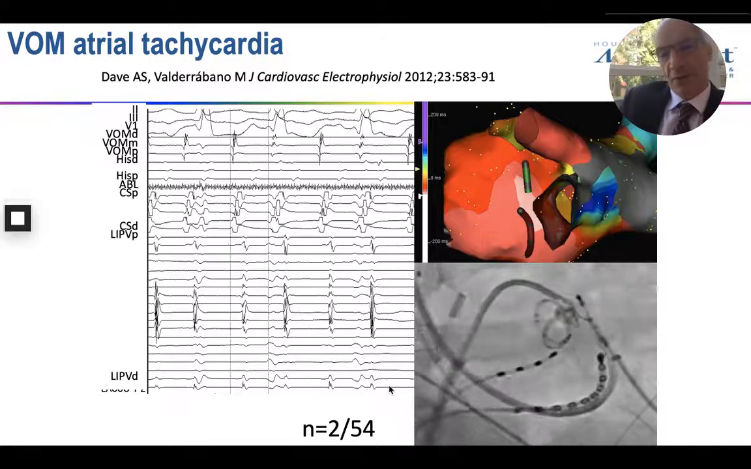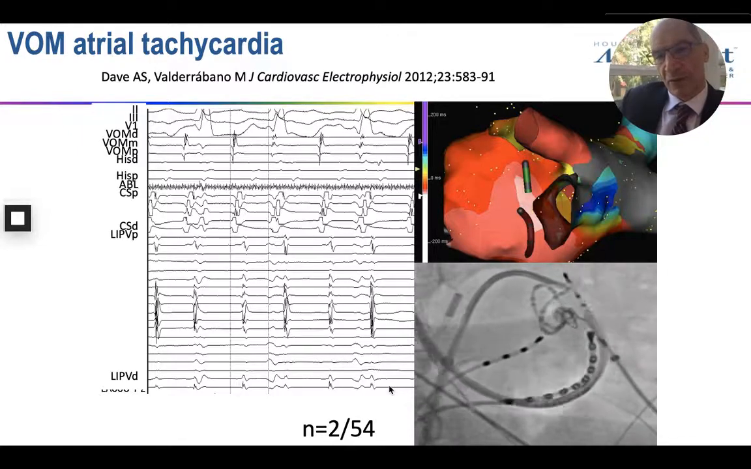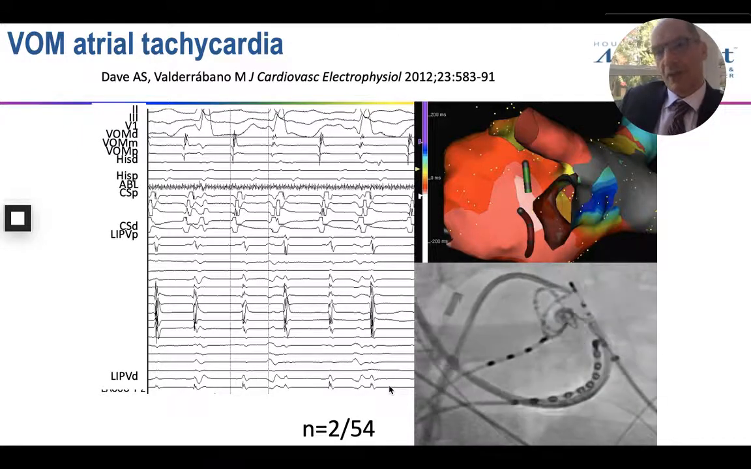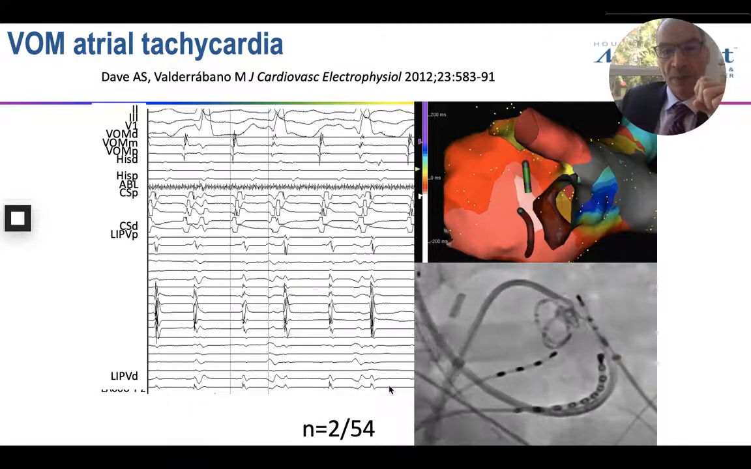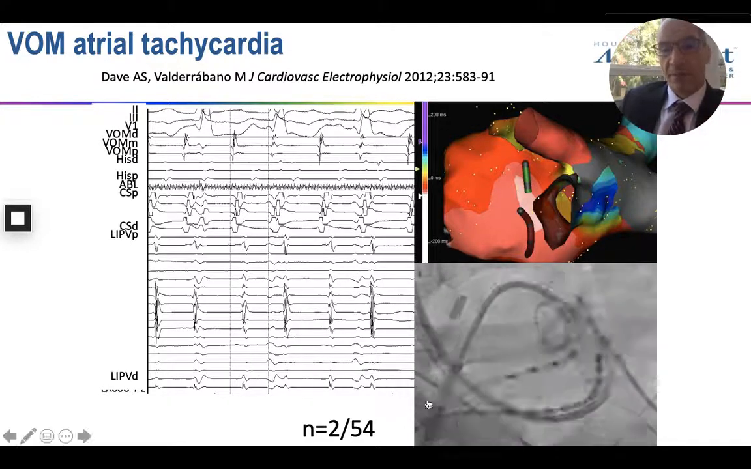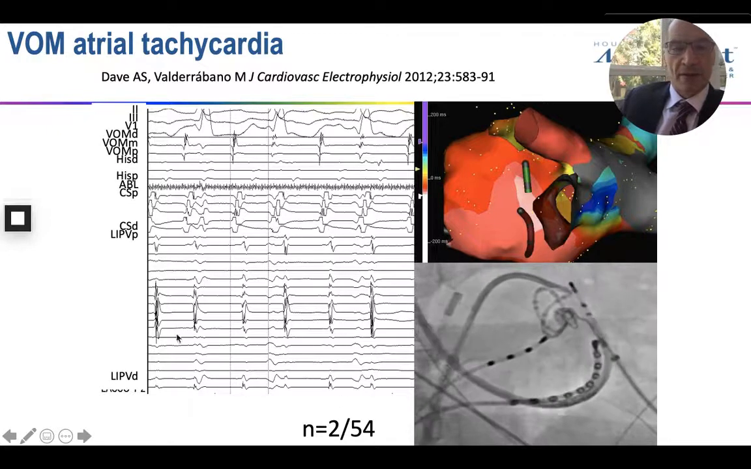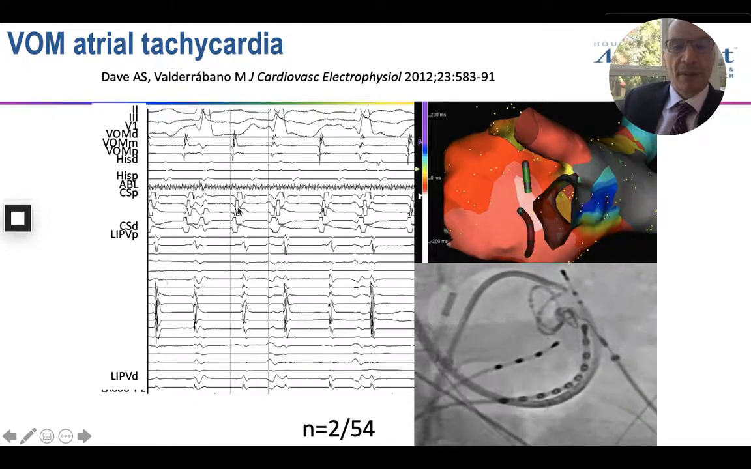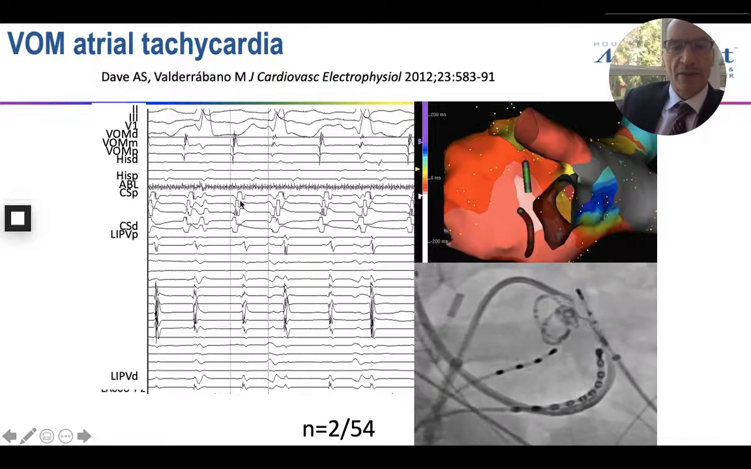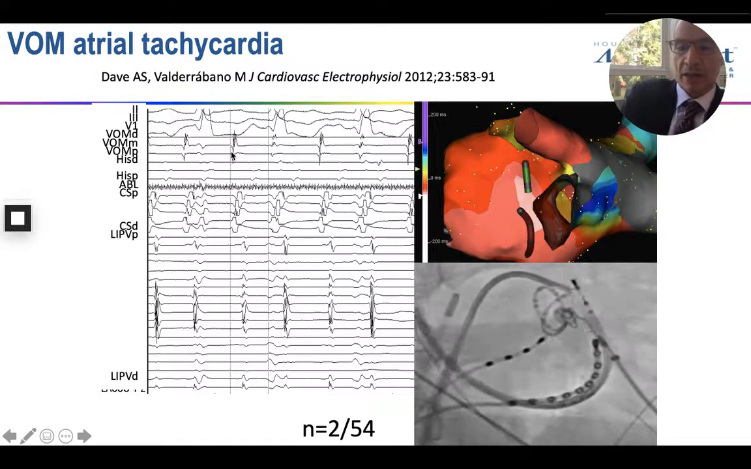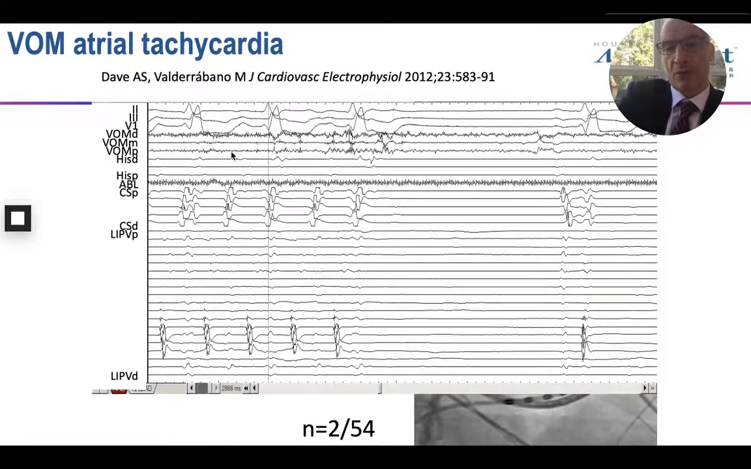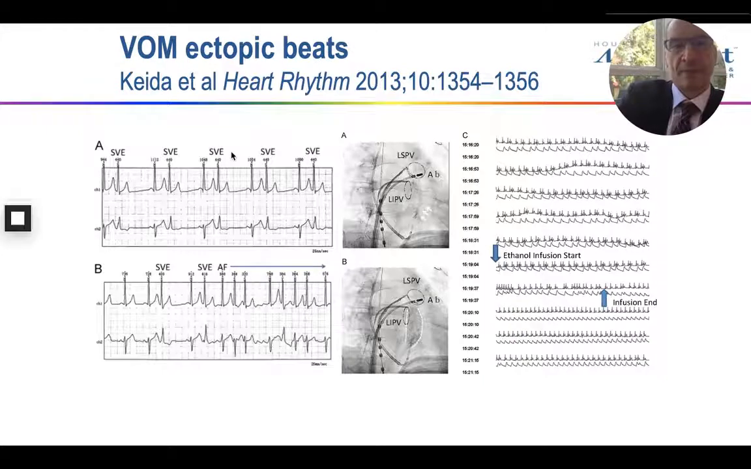In only 2 out of 54 patients could we really demonstrate a trigger of atrial tachycardia or fibrillation coming from the vein of Marshall. This is one such example where we had a quadripolar catheter in the vein of Marshall. And that was the earliest activation arising from the proximal vein of Marshall here, and that was treated with alcohol, leading to tachycardia termination and disconnection of the pulmonary vein.